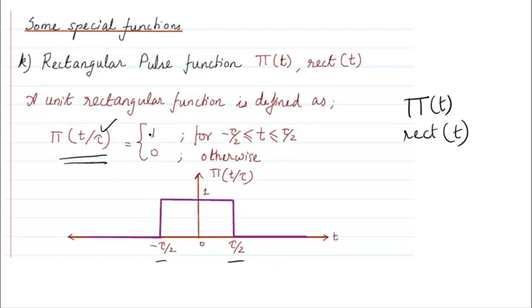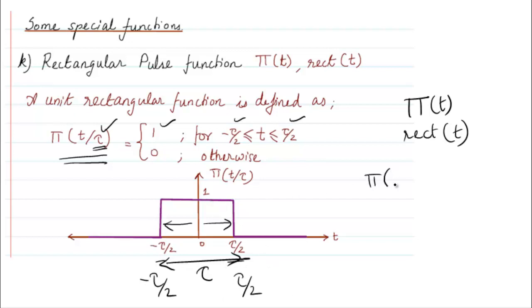So its value, its amplitude, is always 1, whereas the range in which it exists is basically up to tau. That means the width is going to be tau, so on this side it is half of tau and on this side it is half of tau. So it is from minus tau by 2 to plus tau by 2. The width is going to be tau and the height is always 1.